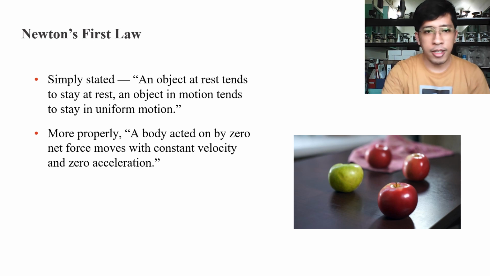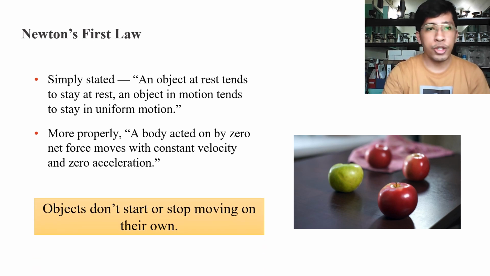Perhaps in your earlier high school years, you've known this law as simply stated as the following. An object at rest tends to stay at rest, and an object in motion tends to stay in uniform motion. But Newton's first law is more properly stated as: a body acted on by zero net force moves with constant velocity and zero acceleration. The essence of Newton's first law is that objects don't start or stop moving on their own. There should be a net external force that will make the object move when it is at rest, or make the object stop when it is moving with constant velocity.